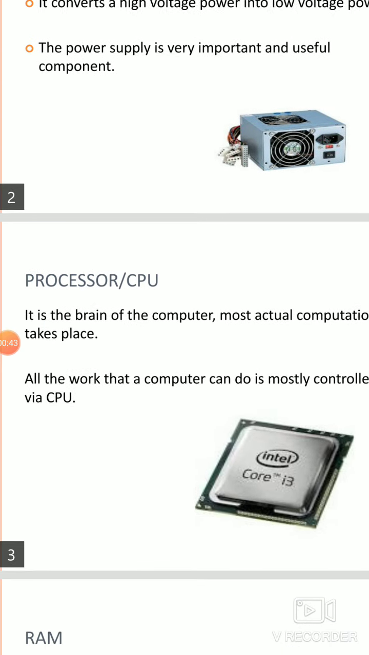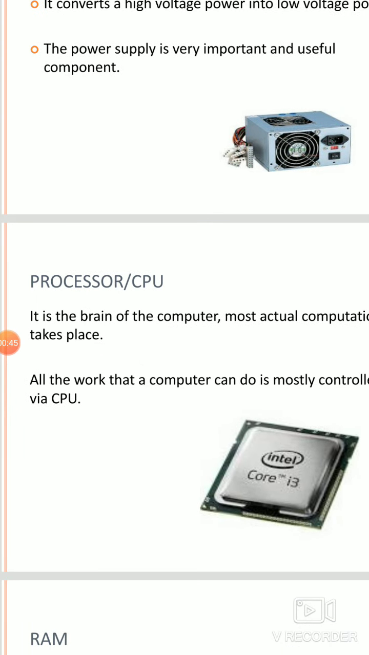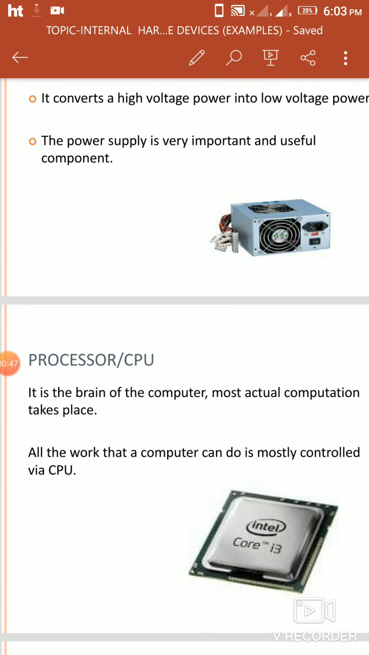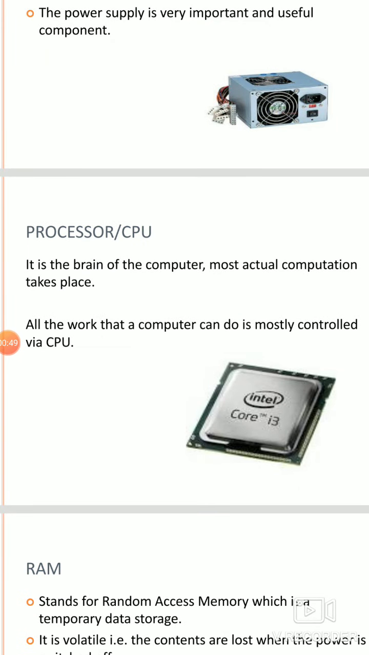Next is the processor. When we talk about the processor, we talk about the CPU. As you know, the CPU is the brain of the computer, and in the CPU all the calculations like arithmetic, addition, subtraction, multiplication, division, and logical operations like greater than, less than, equal to take place. All the work that a computer can do is mostly controlled by the CPU.